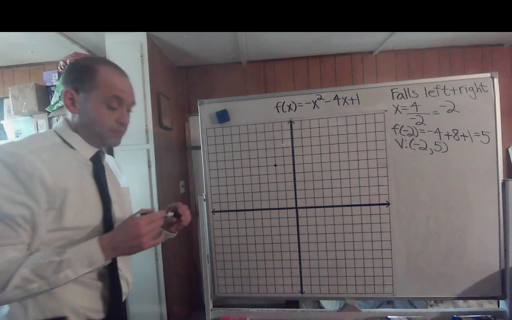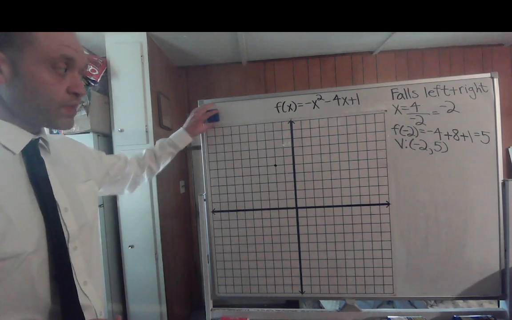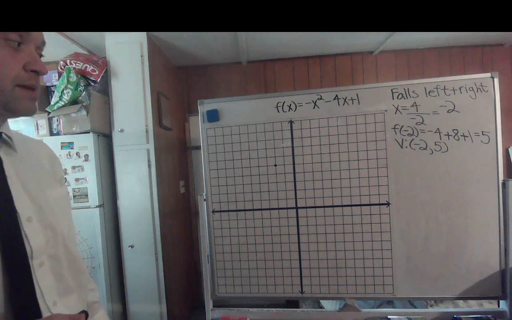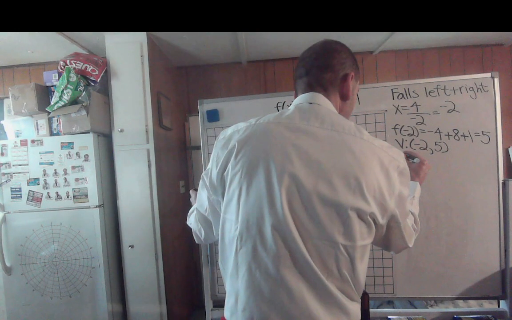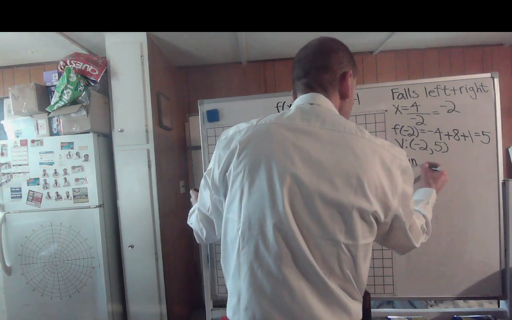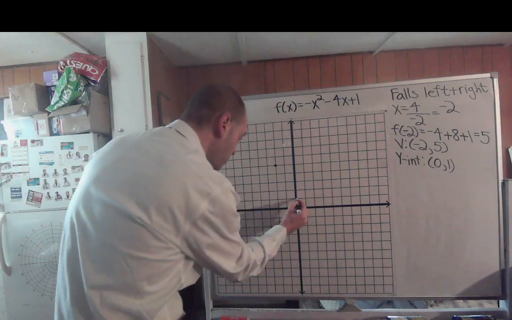Now, again, it might be easiest to go for your y-intercept. So let's find the y-intercept. Put in 0 for x, you would just get 1. So the y-intercept can be found at the point 0, 1. So let's plot 0, 1 right here.